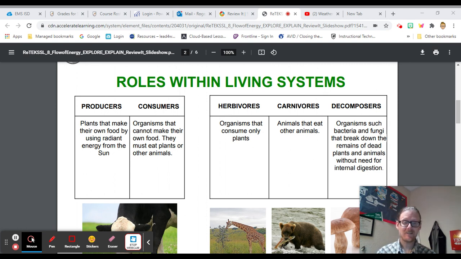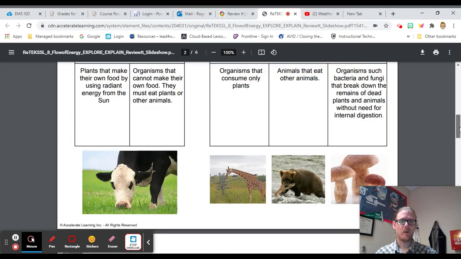Producers are those plants that make their own food. Consumers are the ones that eat other things, like us. Herbivores only eat plants. Carnivores, carne asada. Carne at the beginning means meat, so carnivores are animals that eat other animals, and then decomposers are things like bacteria and fungi that break down the remains of once living things into the dirt.